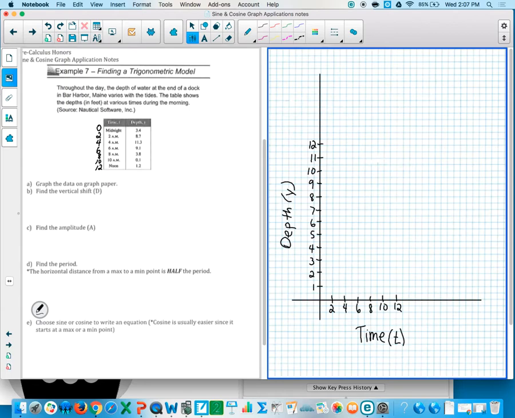And if you need a minute to pause the video to just get that set up, that's totally fine. Now I'm going to get the graphing part going. So I'm just going to plot all the points. You can kind of do the same as I'm doing with this.